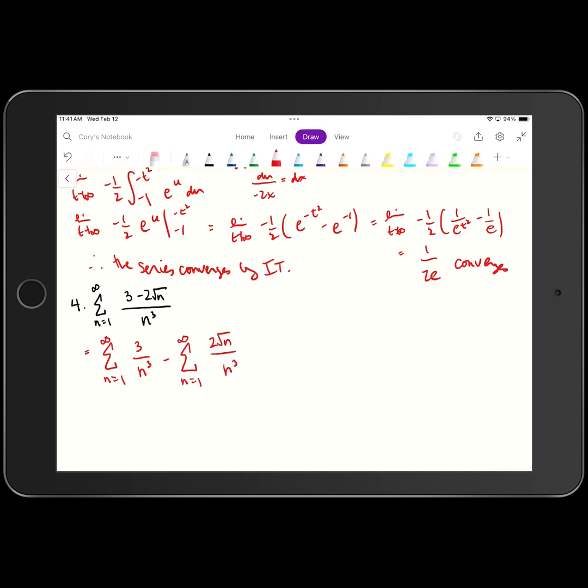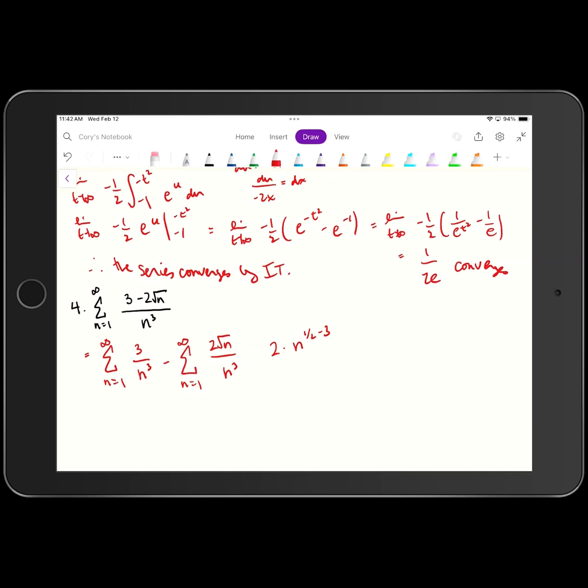So 2 rad n over n cubed is like 2 times n to the 1/2 power minus 3rd power. Because again, when we divide two exponents that share the same base, we subtract their powers. 1/2 minus 3 is negative 5/2. So I can rewrite that quantity as 2 over n to the 5/2 power.